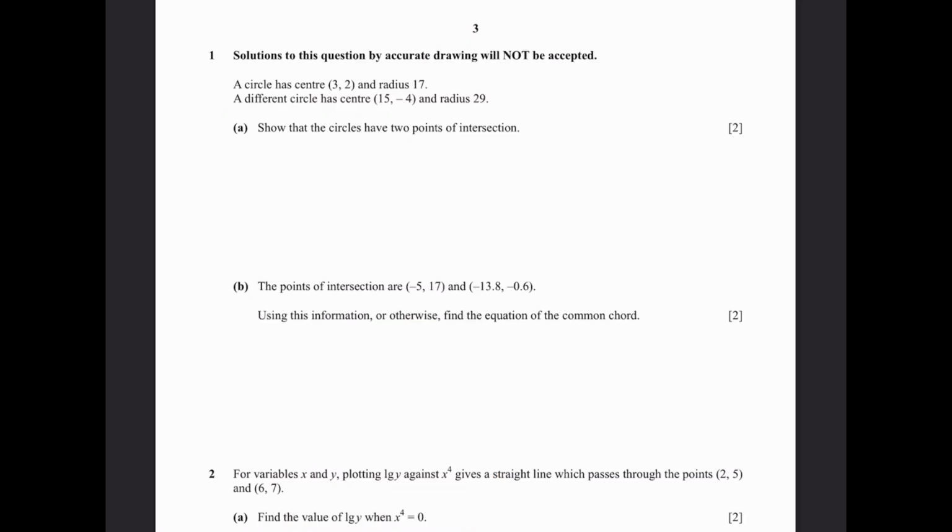Let's start. Question 1. Just note that you cannot just draw this information, and even if you do try that, you won't be given any marks for this question. So you have to do the question using coordinate geometry. A circle has center 3,2 and radius 17. A different circle has center 15, minus 4 and radius 29. A. Show that the circles have 2 points of intersection.